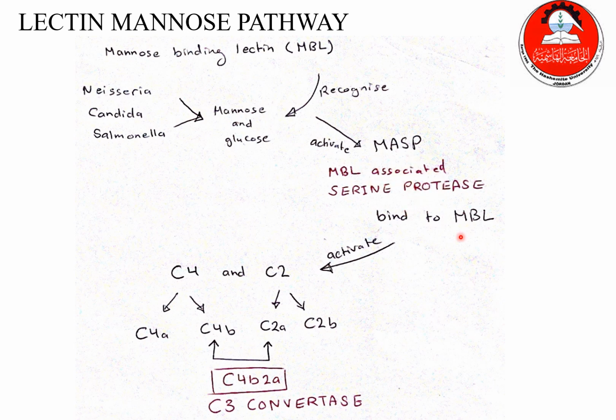MASP is going to bind to the MBL, and it's going to activate, ويأثر على ايش؟ على الC4 وعلى الC2. الC4 شو راح يعطينا؟ راح يعطينا C4A و C4B. الC2 راح يعطينا C2A و C2B. هلا راح يرتبط الC4B مع الC2A ويعمل لنا اللي هو الC3 convertase. بعديها الخطوات راح تكمل C5 convertase وبعدين membrane attack complex.